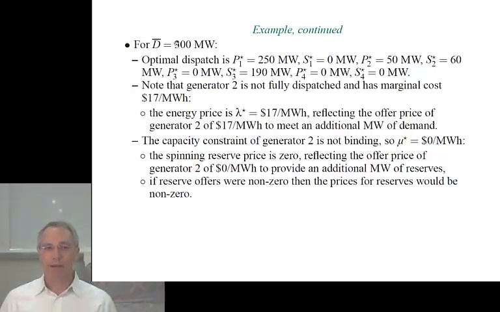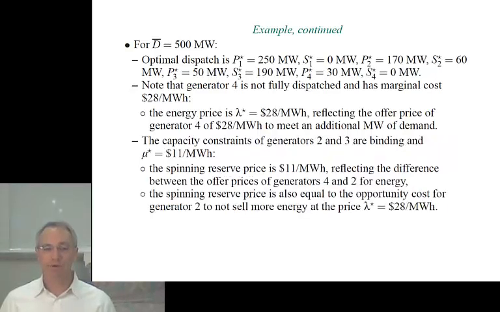Now specializing to 300 megawatts of demand, we've seen the dispatch conditions before. P1 is 250 megawatts, P2 is 50 megawatts, it provides 60 megawatts of reserve, P3 is 0, S3 is 190, generator 4 doesn't do anything. The energy price is $17 a megawatt hour. If demand increased, generator 2, which is marginal, would produce additional power. The capacity constraint of generator 2 is not binding, mu star is 0, so the spinning reserve price is 0, and indeed, if we needed additional spinning reserve, then there would be no additional dispatch cost. Notice that we've assumed the reserve offers were at $0. If the reserve offer prices were non-zero, then the prices for reserves would be non-zero even in this case.